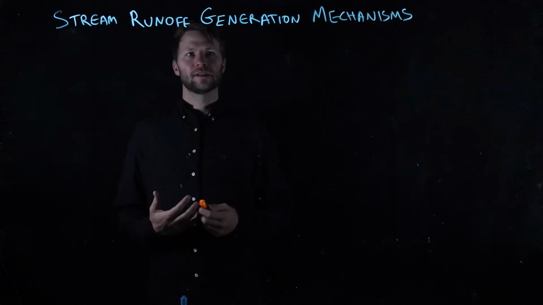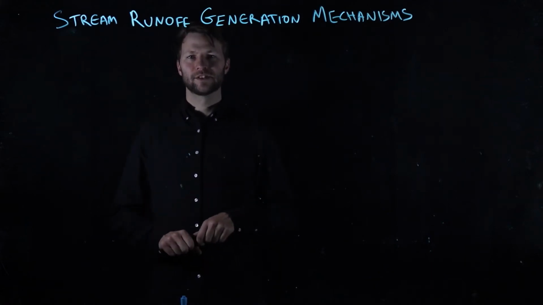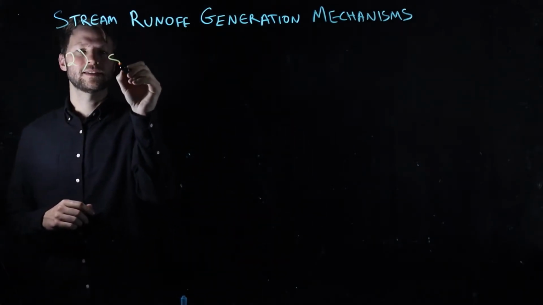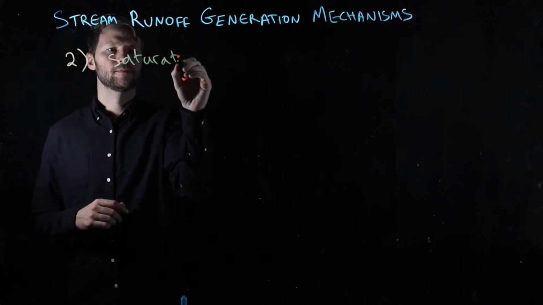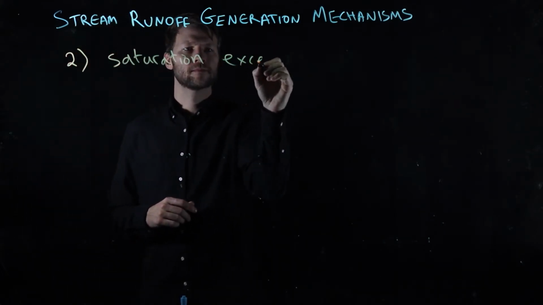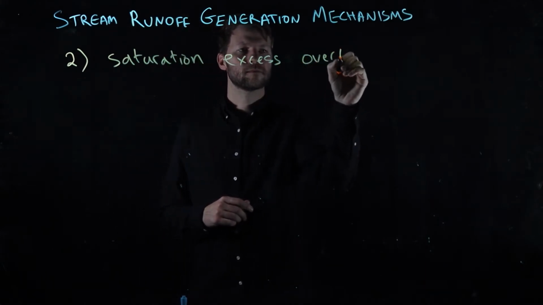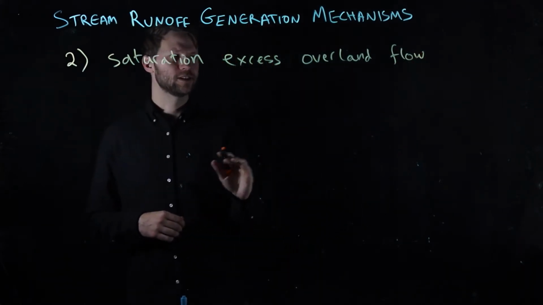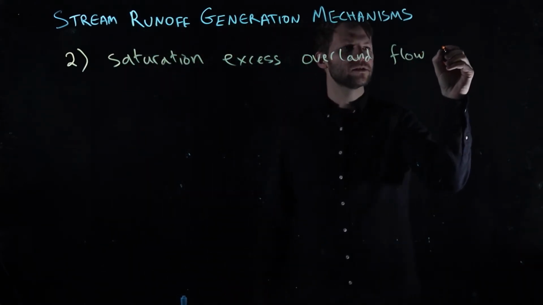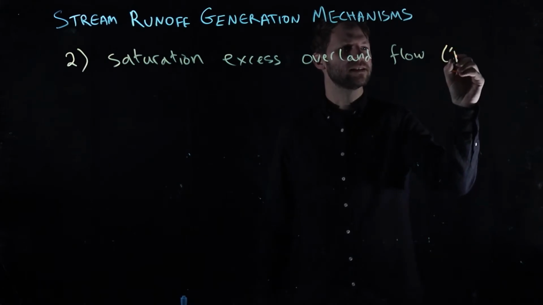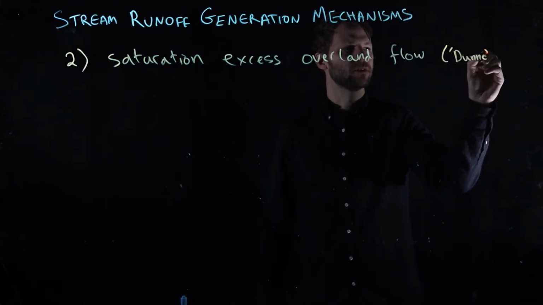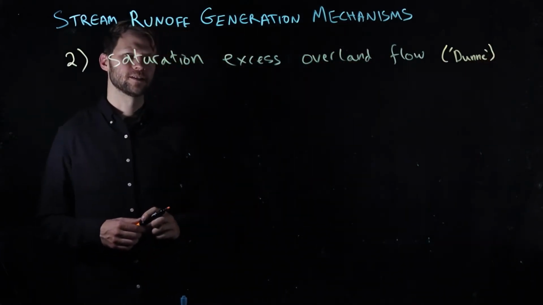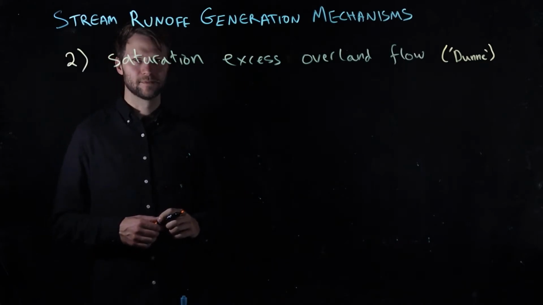There's a second type of overland flow based runoff generation mechanism, and we call it saturation excess overland flow. Sometimes simplified to just saturation overland flow. And you'll also see it referred to as Dunn or Dunnian overland flow in reference to Thomas Dunne, who extensively described this particular runoff generation mechanism in the 1970s.